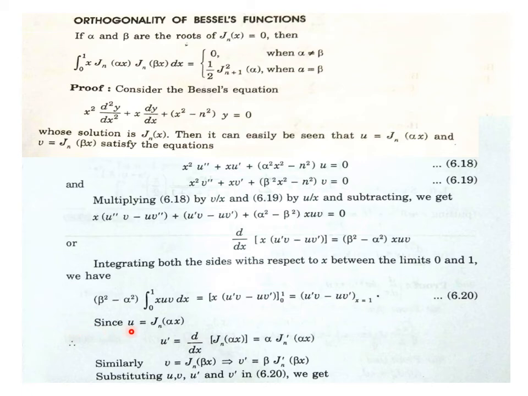How? As we know, u is Jn(αx), as we assumed there. So u dash, its one time differentiation, is α Jn'(αx), and v is Jn(βx) as per that assumption, so v dash is β Jn'(βx). All these values are to be utilized in equation 6.20, and if we substitute all these values in equation 6.20 at appropriate places, we will find the next equation in the next slide.